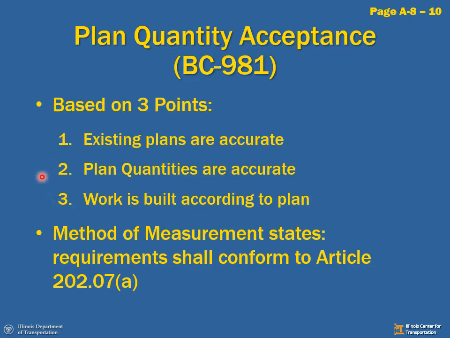If we can satisfy all 3 of these conditions before we start the work, we can agree to the planned quantity. We don't have to measure. We can estimate on a daily basis. And when we're all done, we're going to end up paying the actual planned quantity. The method of measurement states requirements shall conform to Article 202.07a. So if you're looking up a pay item and you want to know, is it eligible to agree to planned quantity, you have to go to the method of measurement for that pay item and look to see the reference to 202.07a.